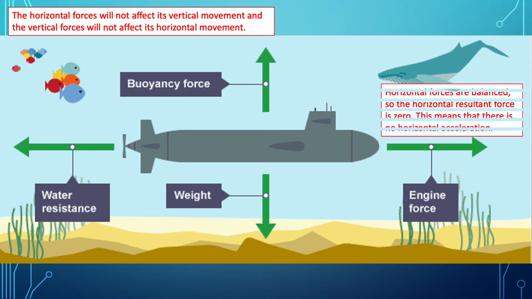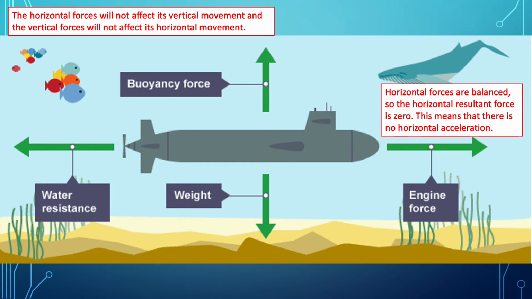So in this case, your horizontal forces are balanced. So the horizontal resultant force is 0. I'm working through it step by step. Normally you would do all 4 forces at once, but I'm working with the horizontal ones first and then the vertical ones. Now, if you look at water resistance and engine force, they're generally about the same, which means that the resultant force is 0, which means that there's no acceleration.